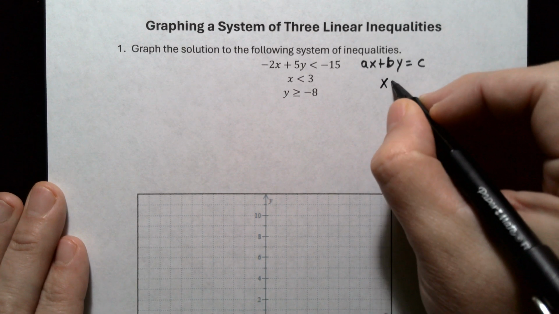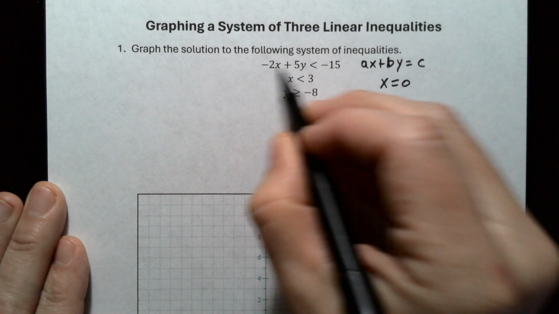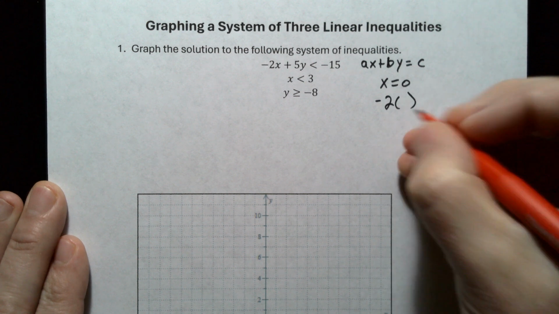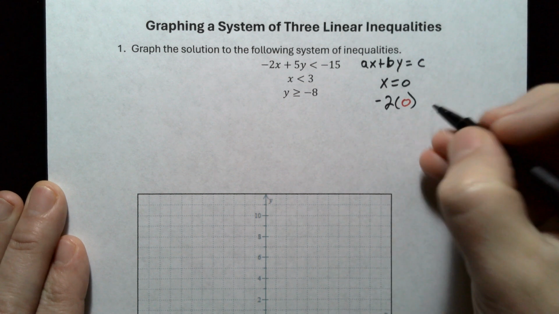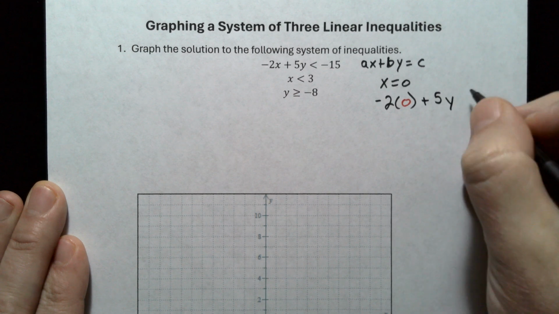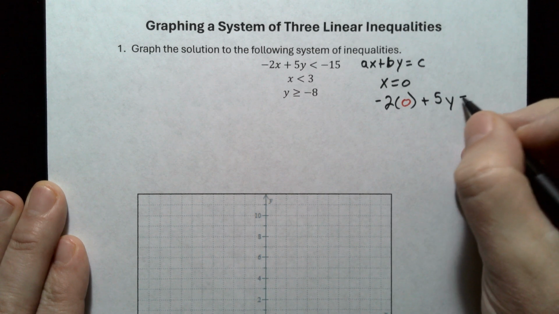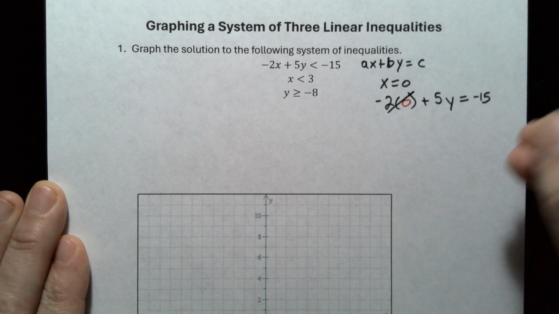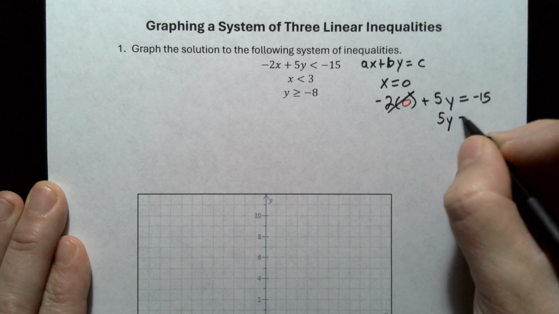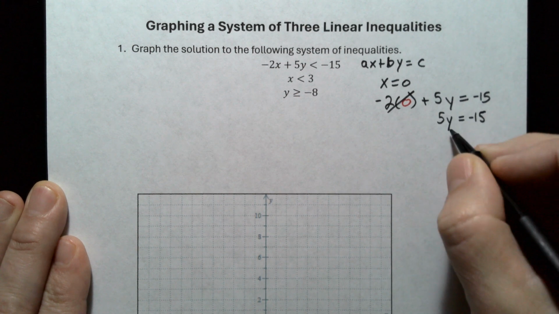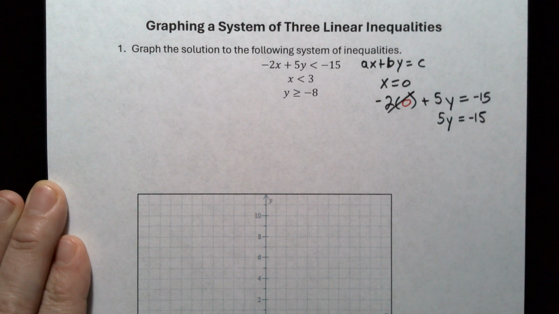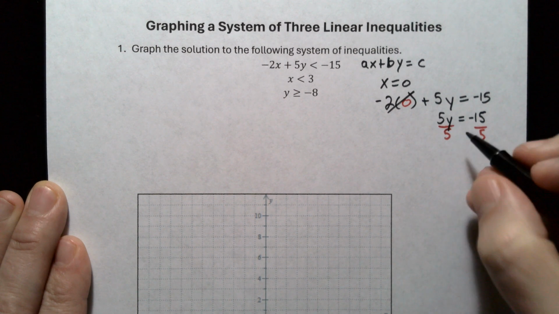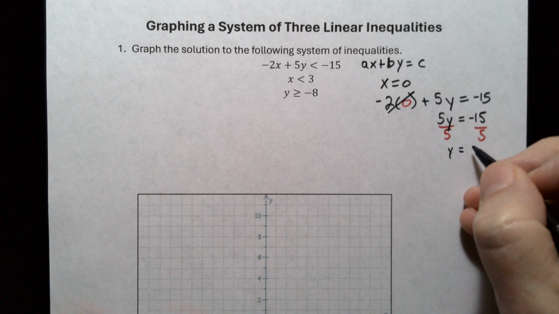So if I choose x equals 0 for this system, that would be negative 2 times 0, plus 5y is less than, and I'm just going to say equal to because I'm just trying to get points here. So equal to negative 15, which means this goes away, and we get 5y is equal to negative 15. If we divide both sides by 5, we get the corresponding y value of negative 3. So y is equal to negative 3.